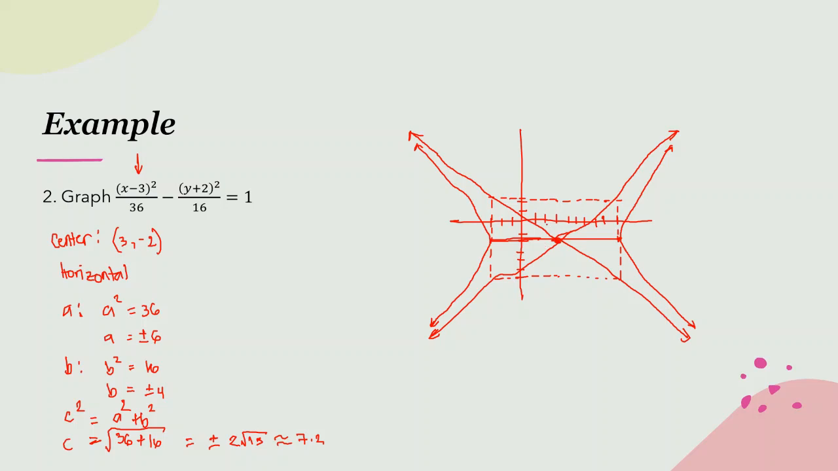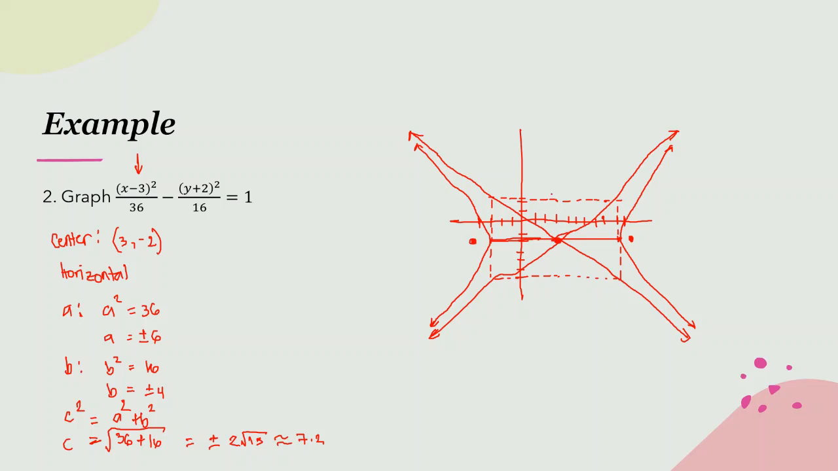So from the center, we'll be counting 7.2 to the right and 7.2 to the left. So we have 1, 2, 3, 4, 5, 6, 7. And then the point 2 is possibly here. So the foci is in here. We also have 1, 2, 3, 4, 5, 6, 7, and then 0.2 is possibly here. So these are our foci.